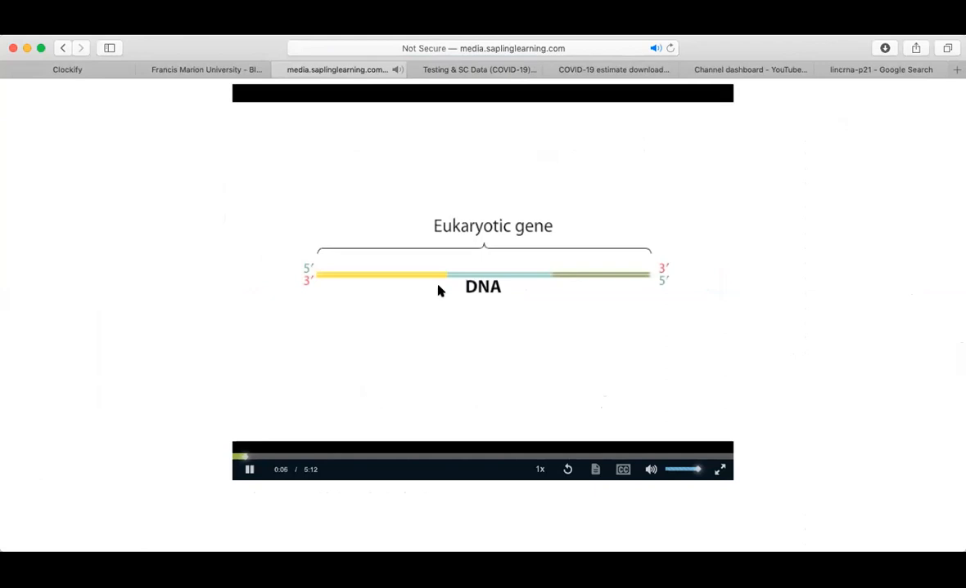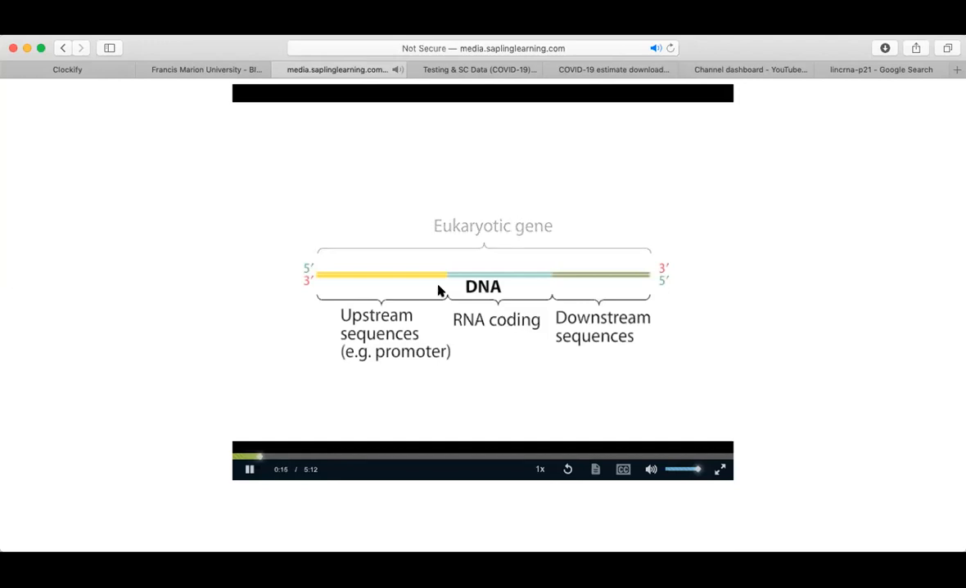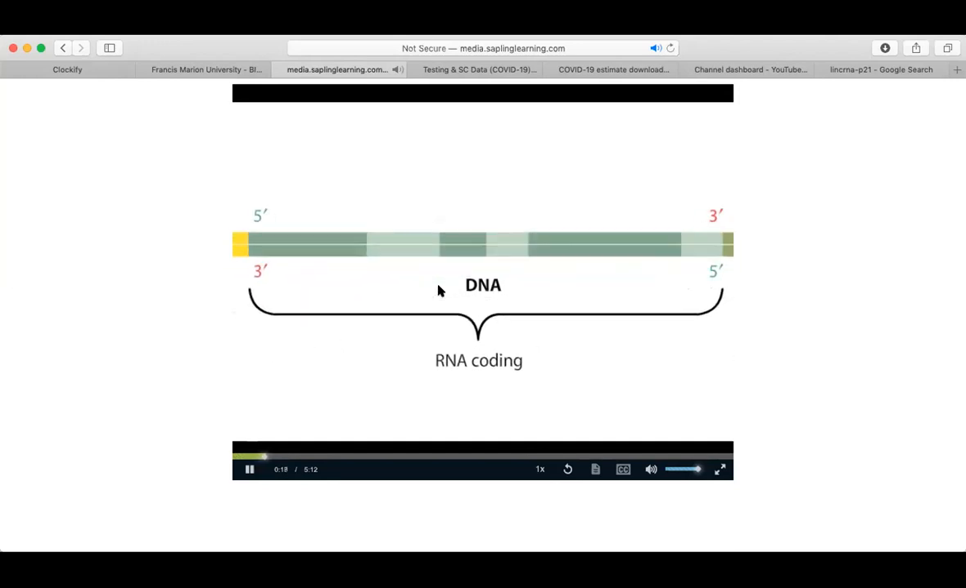A eukaryotic gene is composed of upstream sequences such as the promoter, the RNA coding region, and downstream sequences. Many RNA coding regions consist of coding regions called exons and non-coding regions called introns. Many genes also contain a 3' consensus sequence. Before an RNA transcript is translated into protein, its pre-mRNA form is extensively processed. The first processing step is the addition of a cap at the 5' end of the pre-mRNA. Capping takes place rapidly after the initiation of transcription.